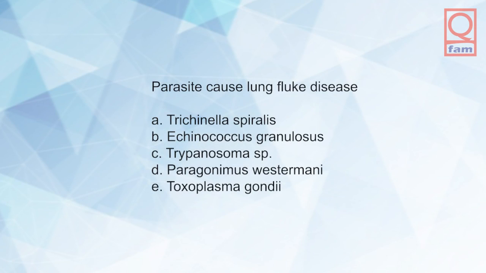Parasite cause lung fluke disease. A. Trichinella spiralis. B. Echinococcus granulosis. C. Trypanosoma sp. D. Paragonimus westermani. E. Toxoplasma gondii. The answer is D. Paragonimus westermani.